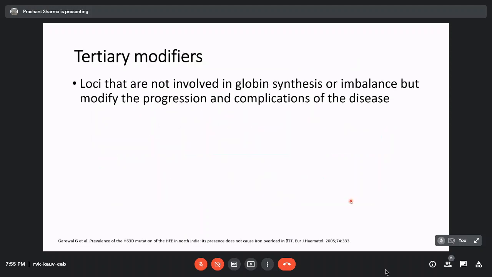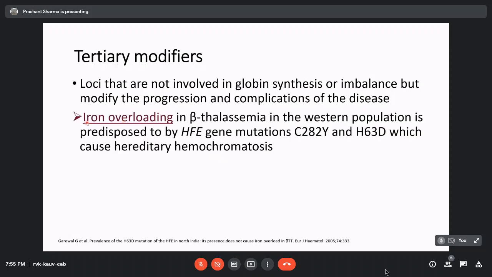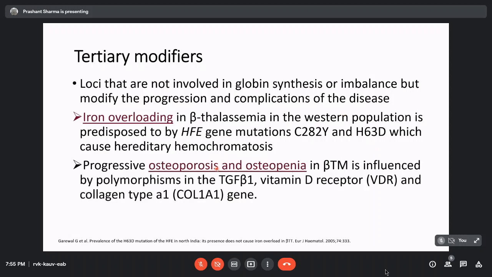And then there are tertiary modifiers. So what are these? These are loci that are not involved in globin synthesis or imbalance, but they modify the progression and complications of the disease. So how do they work? For instance, the iron overloading in beta thalassemia, and we'll see that this is one of the major consequences of the lifelong transfusions that these patients require. This is predisposed to in Western populations by mutations in the HFE gene, or sometimes people can call them polymorphisms because they are present in a very large proportion of people. And then again, bone disease in thalassemia.